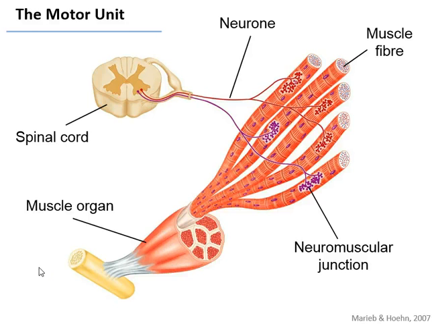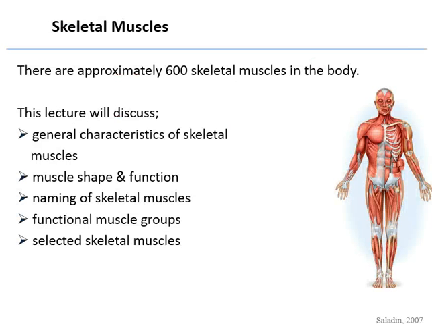Now, in areas where particularly fine control is required, for example in the hand, you'll have relatively small motor units, but if you don't require such fine motor control, the motor units can involve one neuron innervating many skeletal muscle cells. So that is how skeletal muscle tissue is set up.